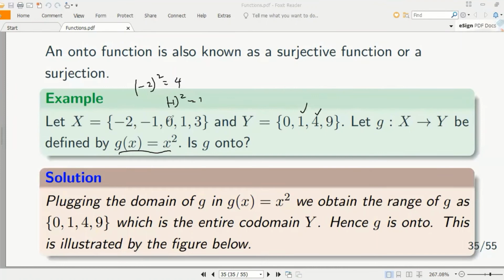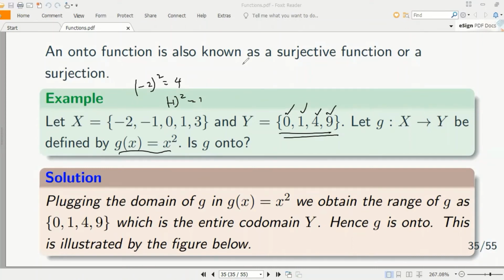Where is 0 assigned to? So 0 squared will be 0. Where is 1 assigned to? 1 is assigned to 1 squared, which is 1. Where is 3 assigned to? 3 is assigned to 9. So all those elements of the codomain have been assigned to, and therefore this function g is onto.